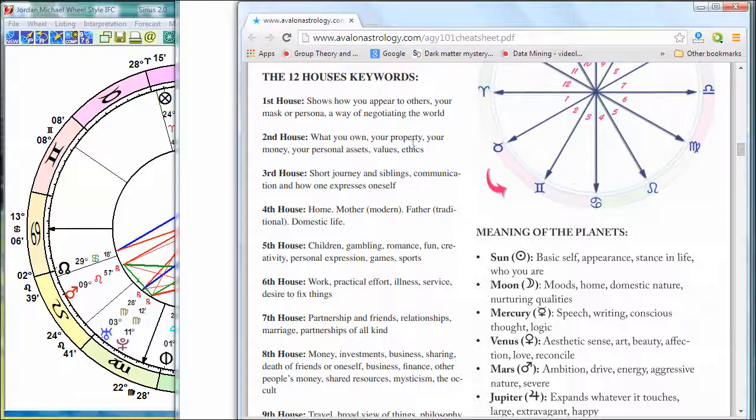But for now, you want to get some of the common ideas about what's said. So whether you think it's your money and what you have, or whether you think it's ethics or values, you can decide as you progress with your studies. But this will give you some ideas, some images that all astrologers will agree, at least as an image, make sense. And here are the meanings of the planets.